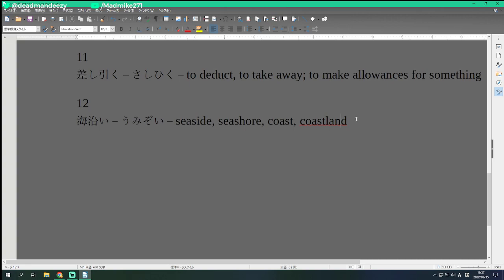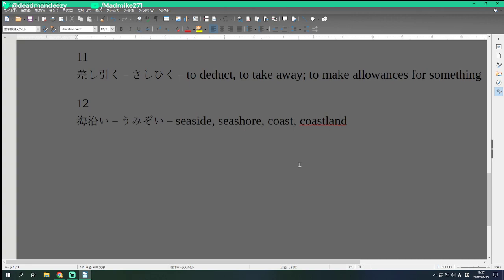Literal translation might be something like what goes along the sea, kind of. Umizoi is a seashore or a coastline.